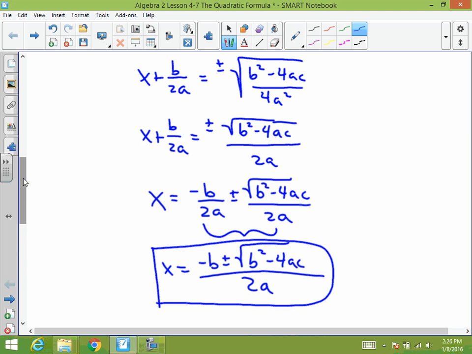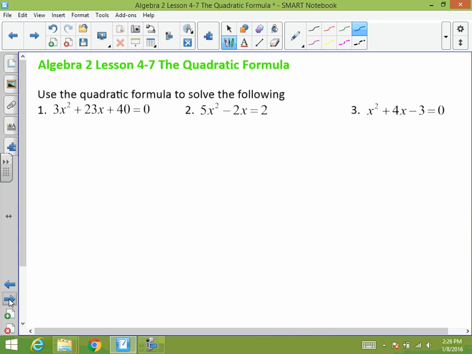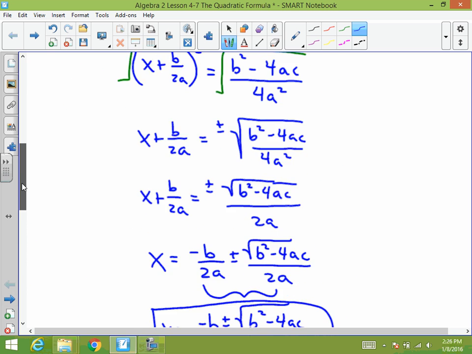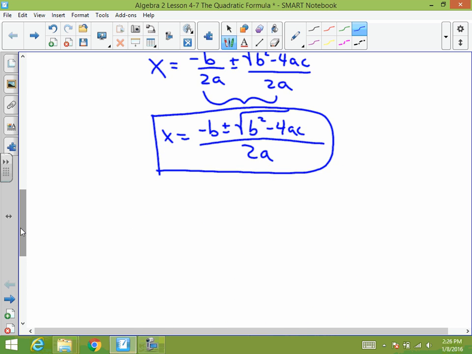Aren't you glad you don't have to derive it every time? You just need to memorize it. The quadratic formula is negative b plus or minus the square root of b squared minus 4ac all divided by 2a. And that's how we derive the quadratic formula. You need to make sure you know that.